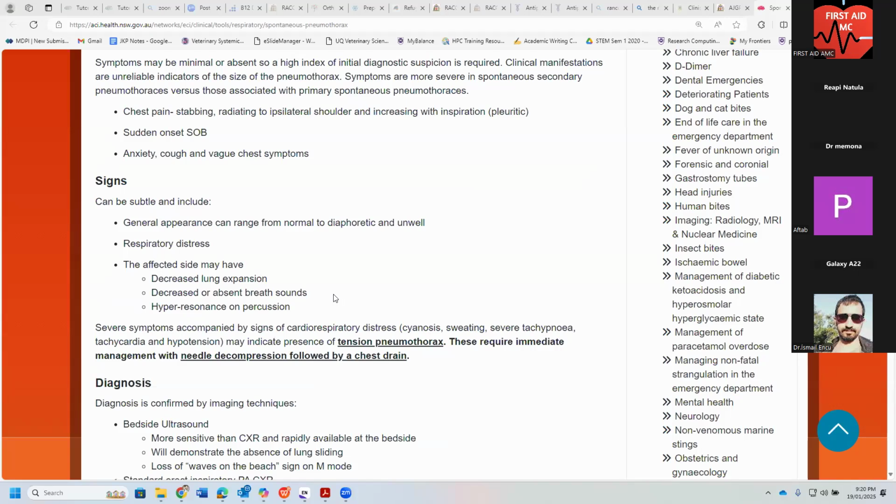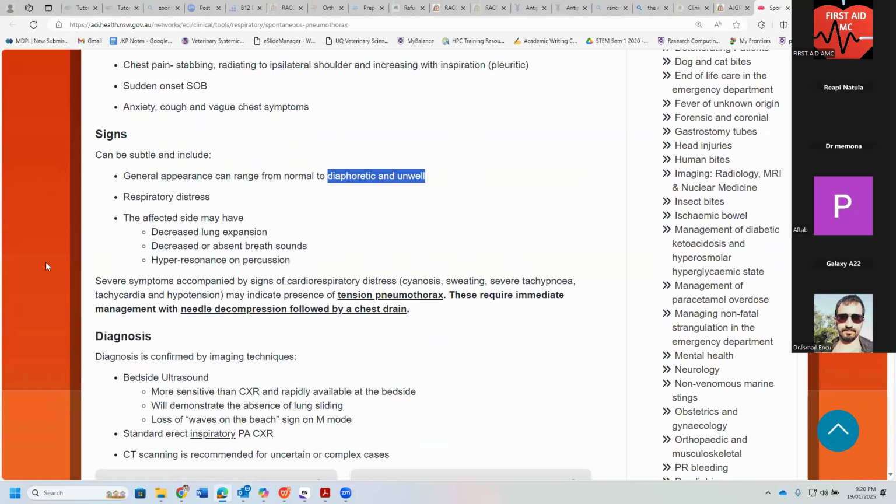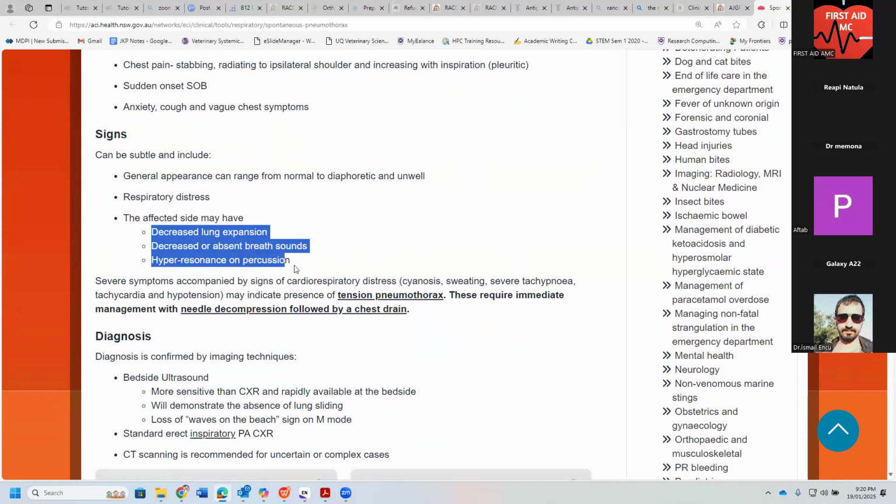Signs can be based on hemodynamic stability, and can range from normal to diaphoretic and unwell. For example, if in our question the patient was getting diaphoretic and unwell, chest pain has resolved but diaphoresis and shortness of breath are still persisting, please go towards needle aspiration. Focal signs: decreased lung expansion, absent or decreased breath sounds, hyperresonance on percussion.